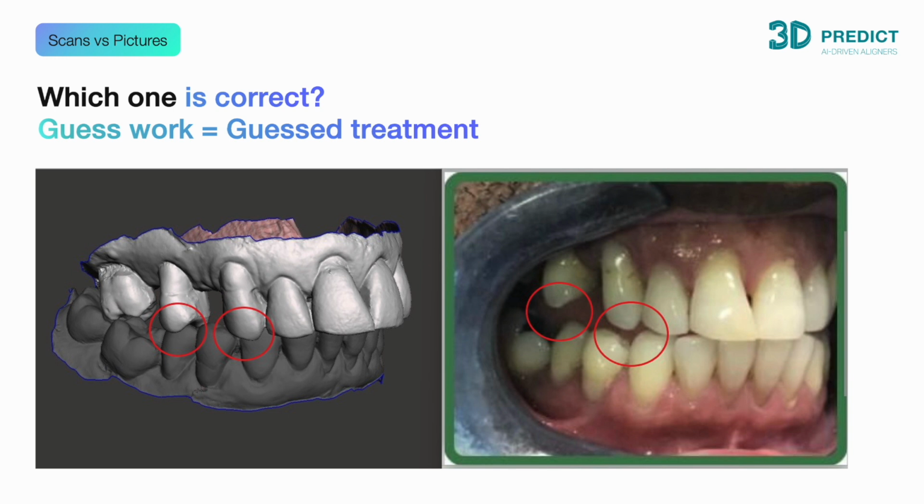In this case, the real occlusion was the one present on the scans, meaning that if we had treatment planned this case based on what we saw on the pictures, the movements would not have correlated with the patient's actual situation. Please note, sometimes the actual occlusion is the one present on the pictures, so it is important to check that they match in both the pictures and scans, and retake any records accordingly before submitting your case.